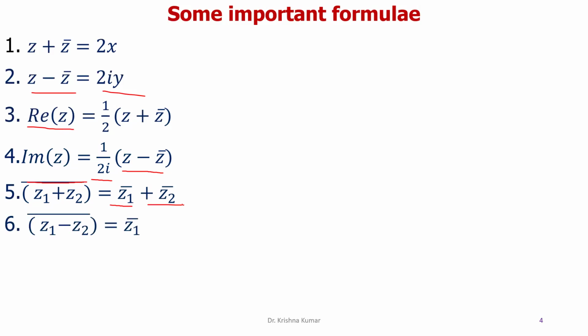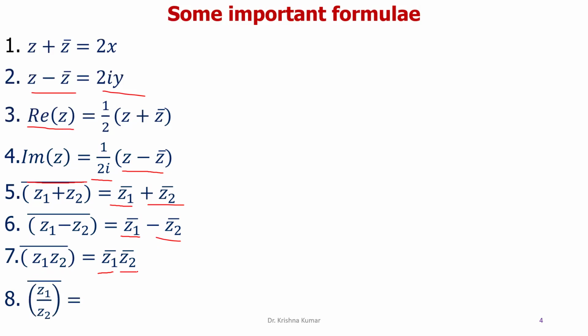Sixth property, conjugate of Z1 minus Z2 is equal to conjugate of Z1 minus conjugate of Z2. Seventh formula, conjugate of Z1 Z2 is equal to conjugate of Z1 into conjugate of Z2. Conjugate of Z1 upon Z2 is equal to conjugate of Z1 divided by conjugate of Z2. So these are some important formulas based on complex numbers.